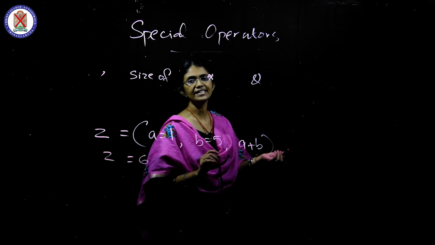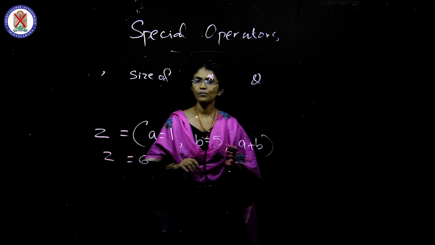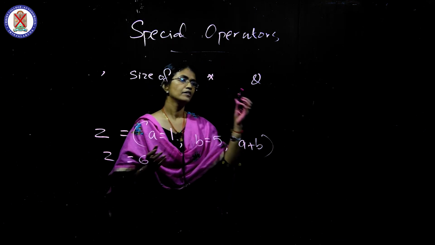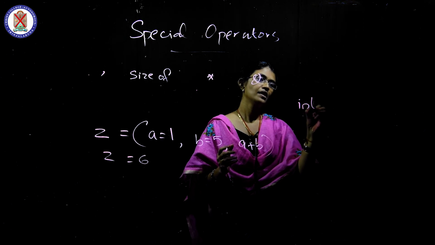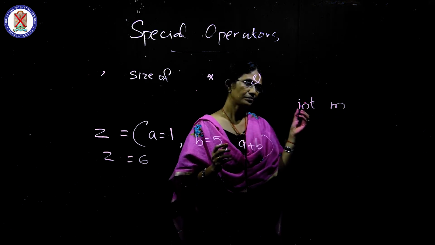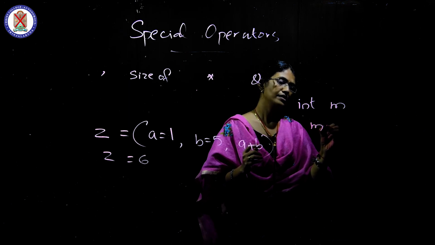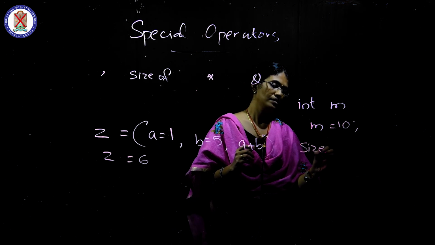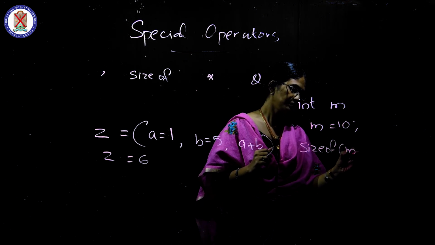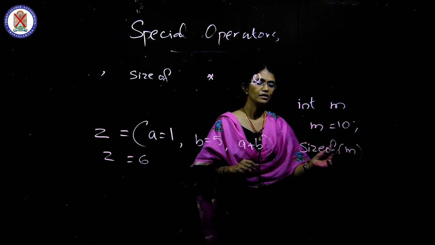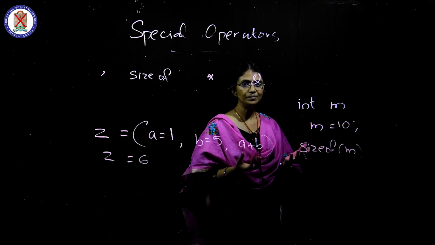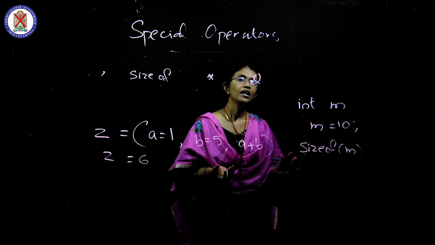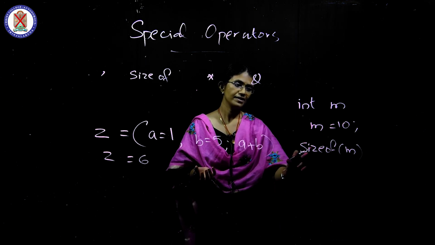Next is the sizeof operator. The sizeof operator is used to find the size of a variable or qualifier. For example, if we have int m and we assign some value, then sizeof m gives the size of m, that is, how much memory is used by the variable m.